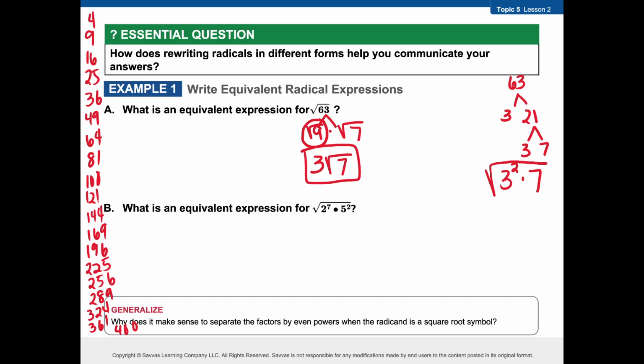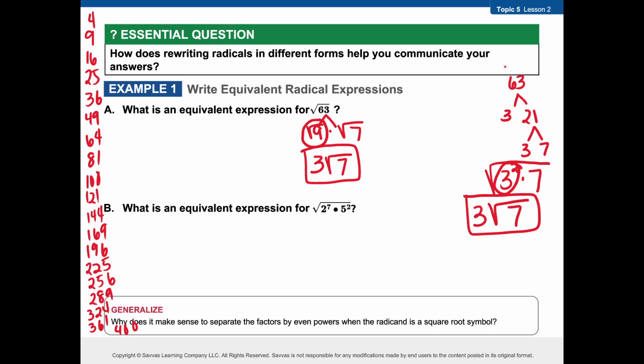If I put that inside the radical, that gives me 63. Since this is a square root, anything that has a square can be taken out of the radical. So 3 squared can be taken out, and 7 can be left inside. It does not have a pair. So if you notice, both answers come out to be the same.